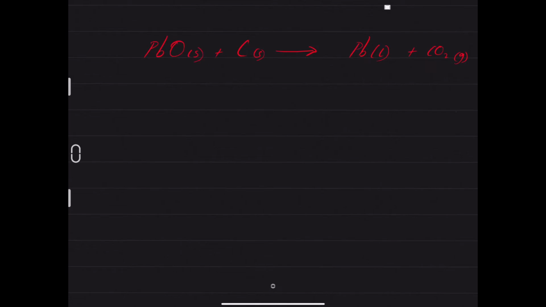Now what I want you to do is balance this equation. So part A, I want you to balance this equation. And B, I want you to tell me why is lead in a liquid state. So just pause the video here, and on your piece of paper I want you to write the equation and balance it, and then I want you to tell me why is lead in a liquid state here.